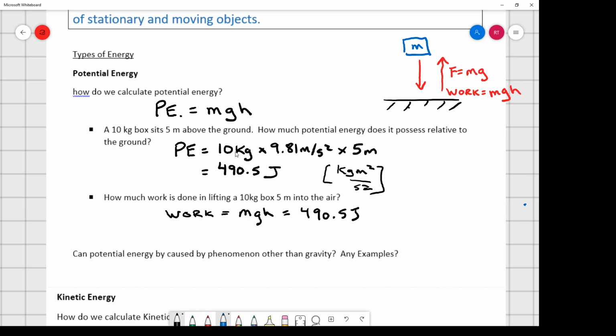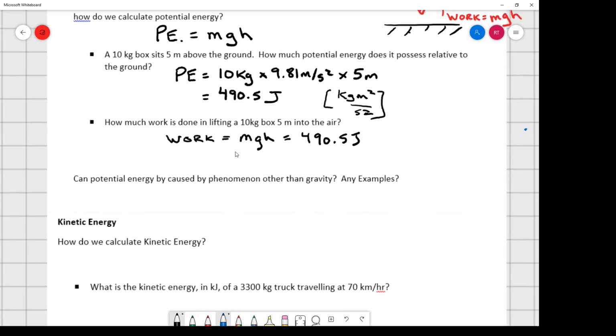Can potential energy be caused by any phenomenon other than gravity? Yeah, we kind of consider that potential energy is always gravity due to position or location. But we could essentially have potential energy, a stored energy in the form of pressure in a pressure vessel or something like that. We have springs. So we have lots of spots where we could have stored energy, and we could kind of call it potential energy.